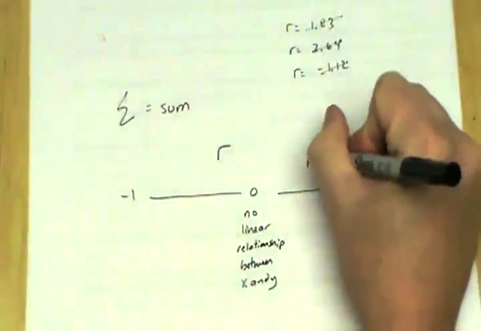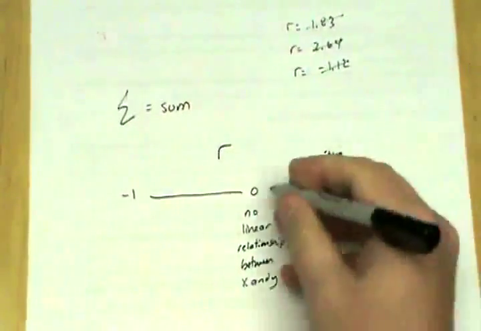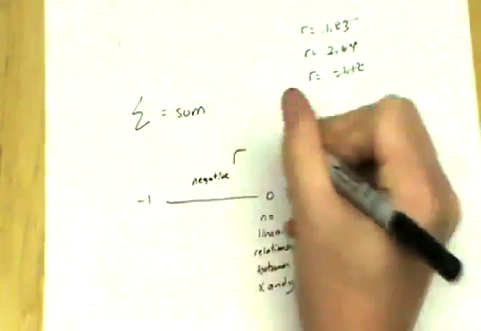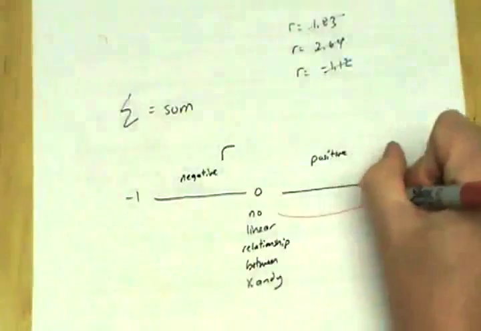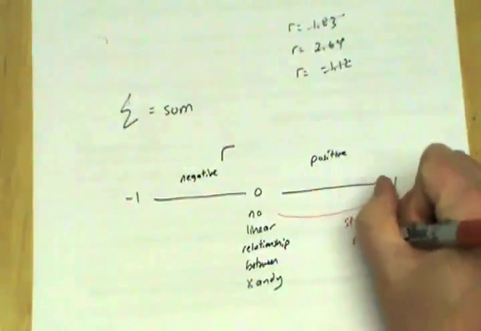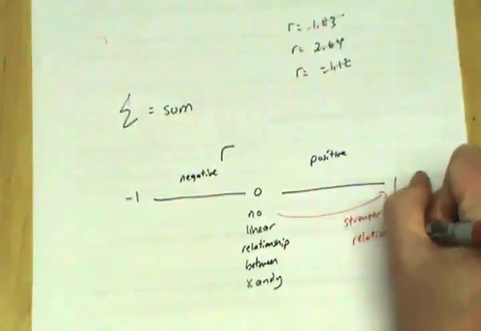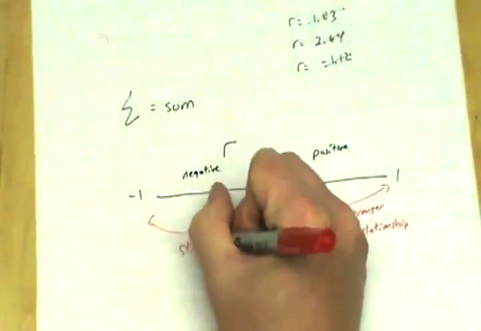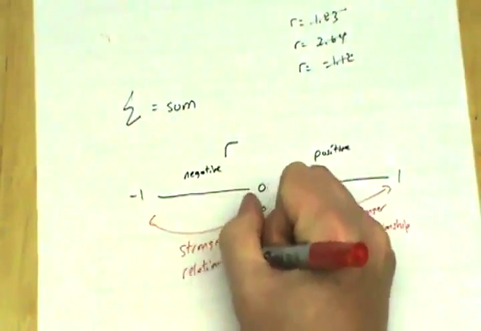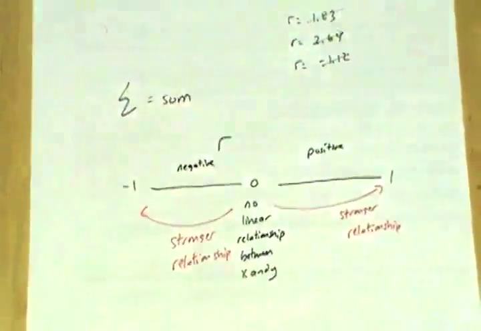This, of course, means there's a positive relationship if you go to the positive side. This means you have a negative relationship if you go to the negative side. And the closer to 1, the stronger the relationship, or the closer to -1, the stronger the relationship.